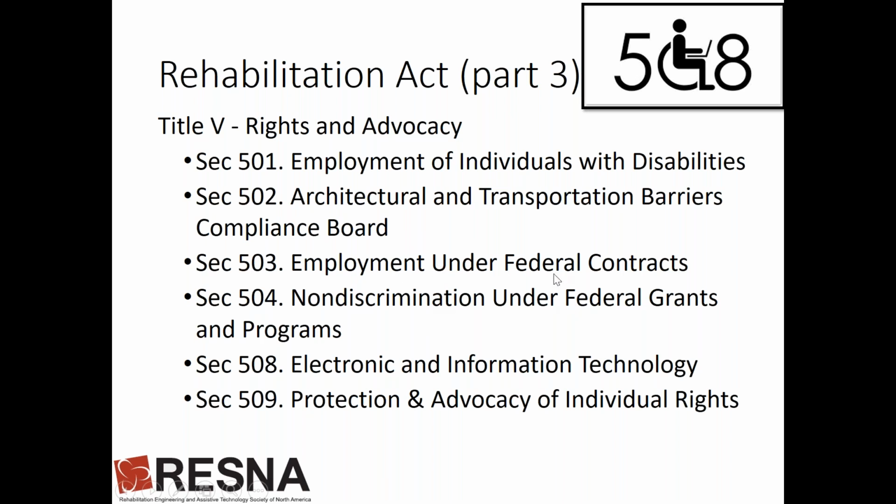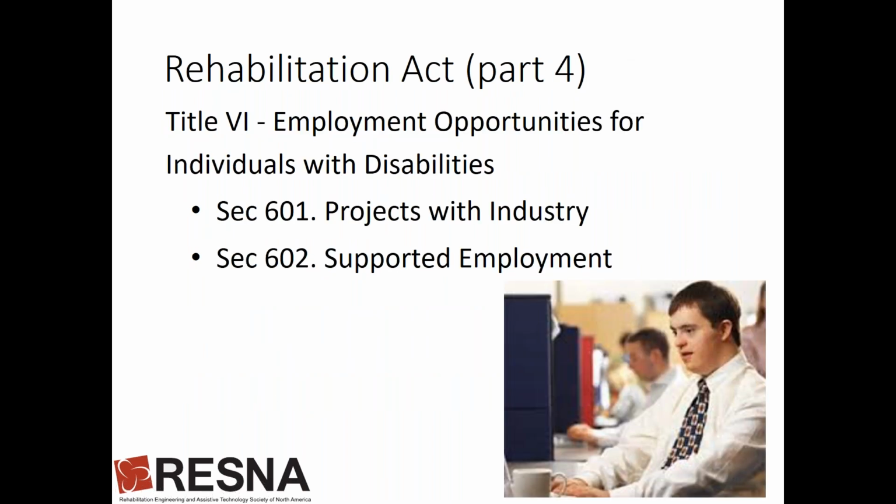Section 503 is employment under federal contracts, and then non-discrimination under federal grants. Section 508 is electronic and information technology, looking at what is required and considered required for accessibility standards. And then Section 509 is protection and advocacy for individual rights. Title VI, so I'm just trying to keep track of these, employment opportunities for individuals with disabilities, breaks down into projects within the industry and then supported employment.